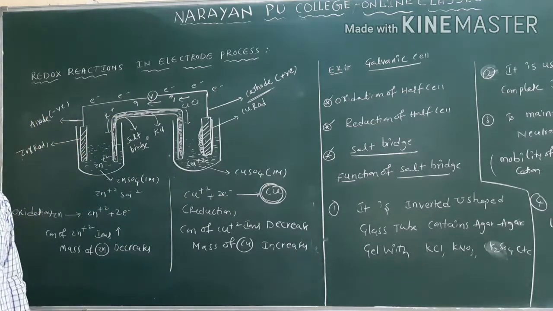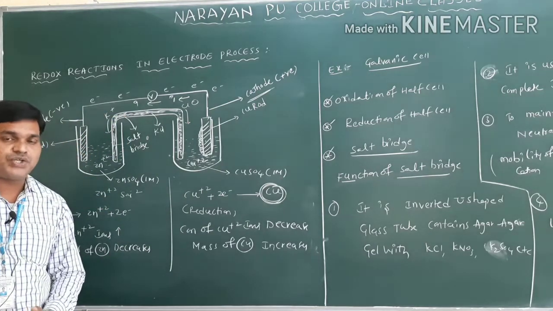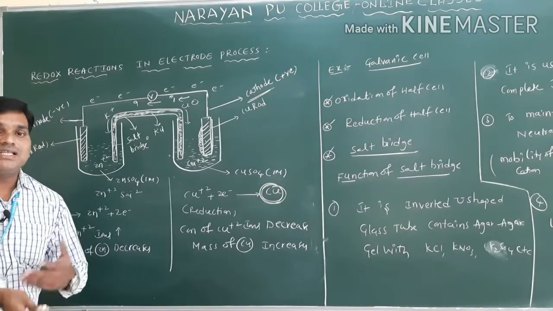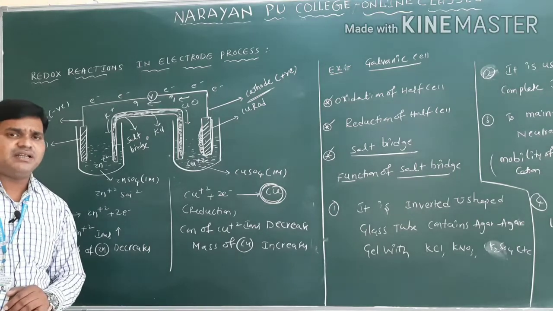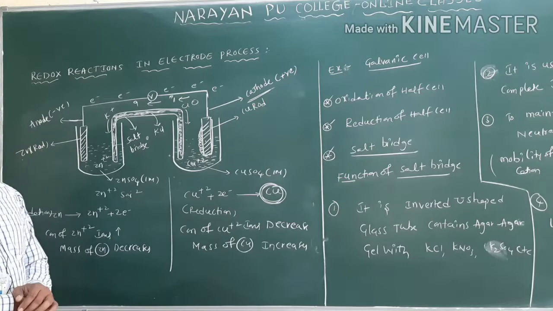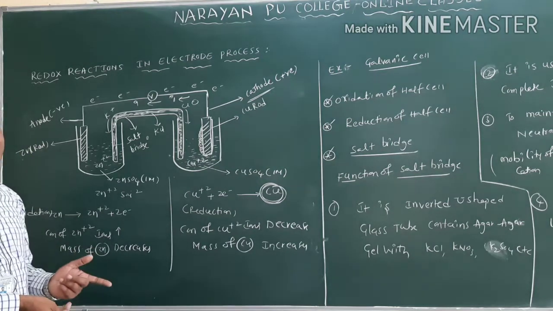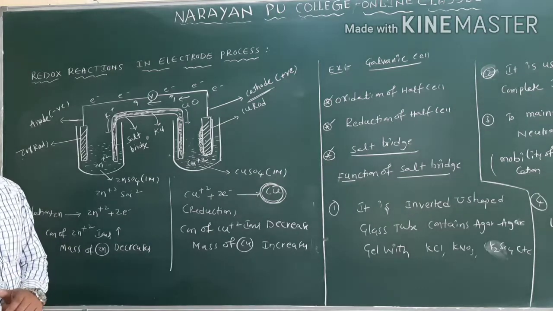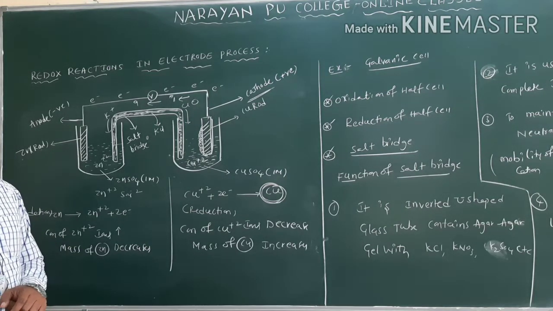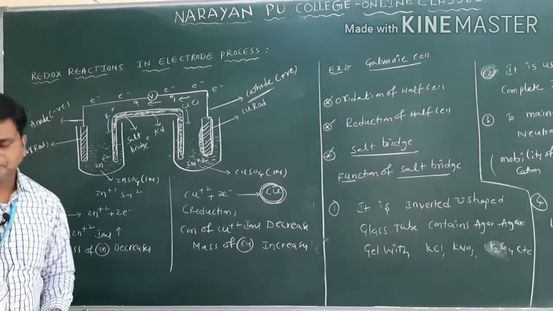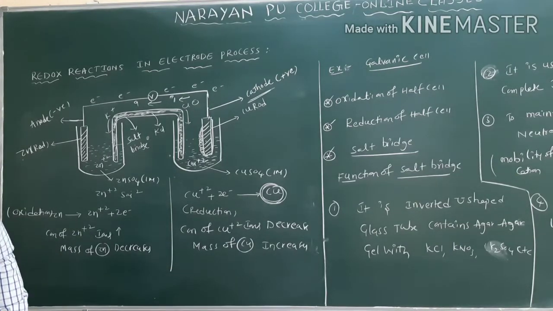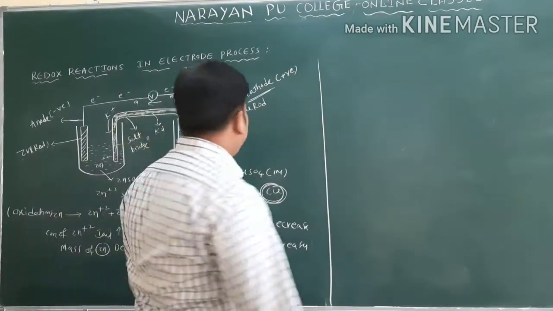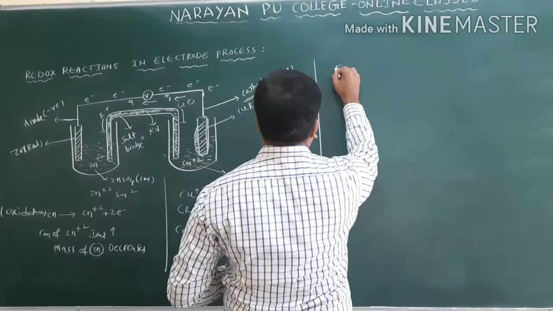Here a chemical reaction takes place. Due to this chemical reaction, a current is generated only. In this, chemical energy is converted into electrical energy. So this is an example of an electrochemical cell only. Now I will write the flow of electrons.